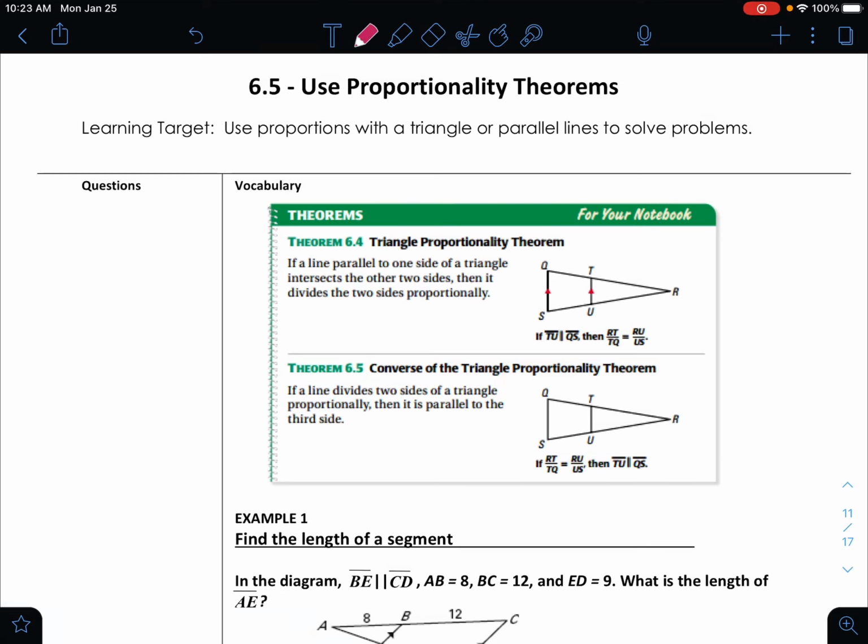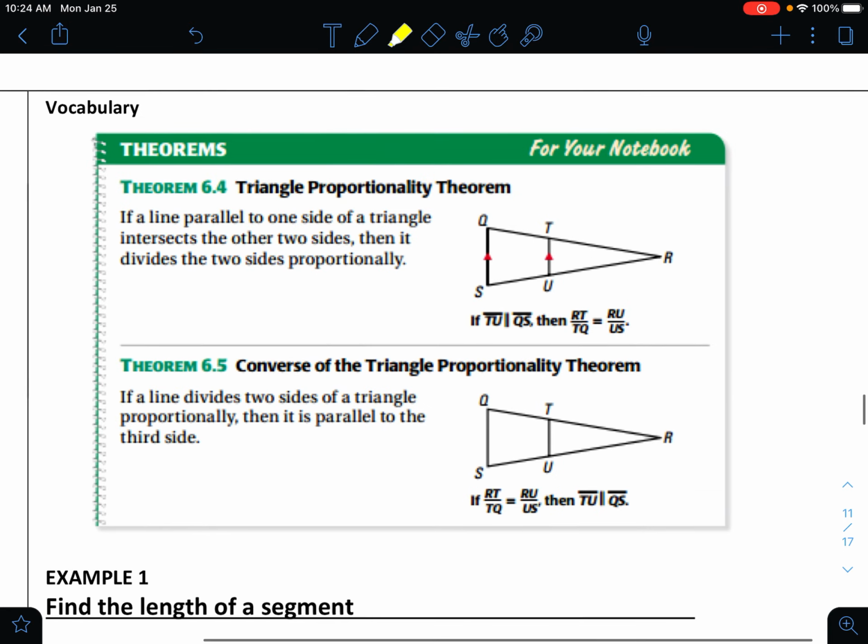Today's lesson is section 6.5. It's called Use Proportionality Theorems. So we are going to have some theorems that allow us to set up proportions that will create similar shapes or similar items.